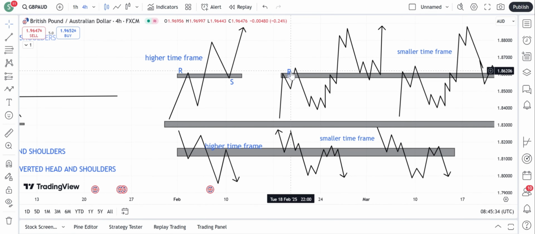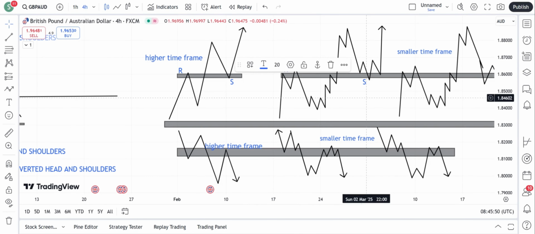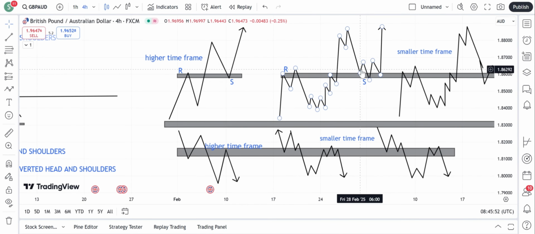So because of the fractal nature of price, we can combine two or more time frames to build our decision making process in the market. So here becomes our support. The price gets to this point, we can see it forms a head and shoulder. This is an inverted head and shoulder.